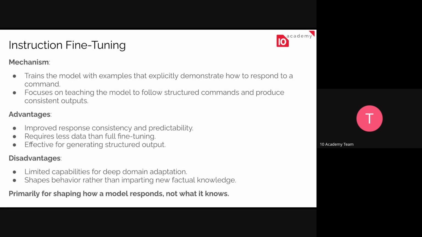It requires less data than full fine-tuning, and is effective for generating structured outputs. But, of course, it has limited capability for deep domain adaptation and shapes behavior rather than imparting new factual knowledge. The main reason we use instruction fine-tuning is not to change what the model knows, but to shape how it responds. So just instruction on what to do, like how to answer, how to respond, and so on.